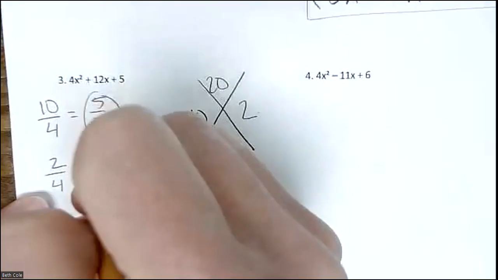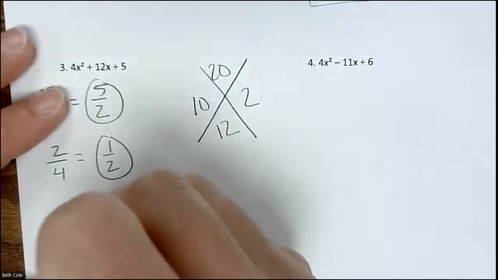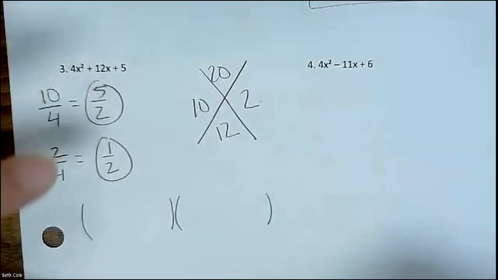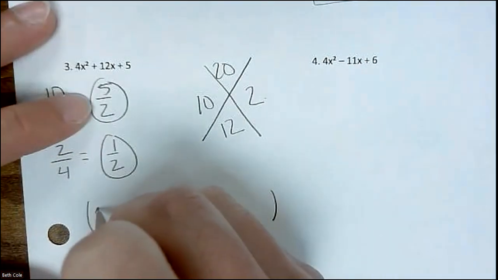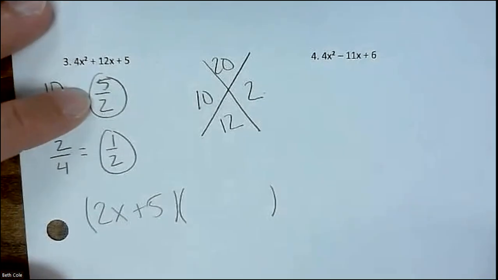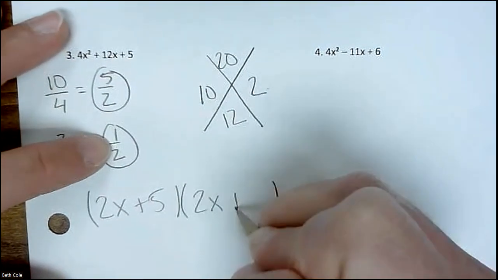And then this one would be 1/2. And then when you write your answer, you just need to start with the denominator. So draw your two sets of parentheses. What's gonna go in the first one? 2 minus 5. Well, 2 plus 5. 2x plus 5. Don't forget the variable. You need the x there. And then this one would be 2x plus, yeah, good.